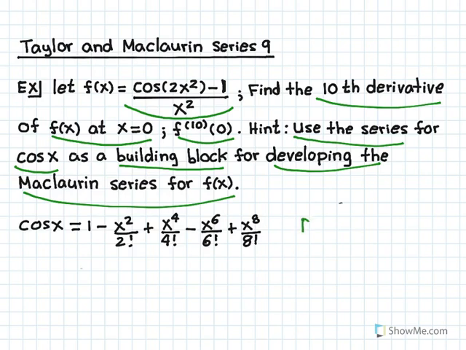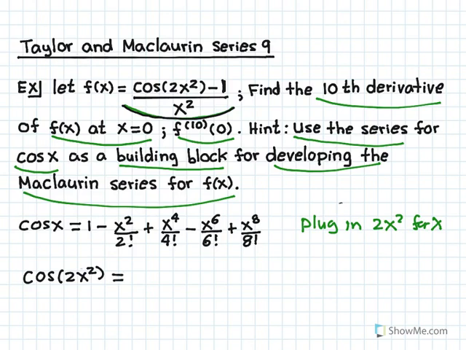Now let's plug in 2x squared for x. So now we can get the Maclaurin series of cosine of 2x squared. Our goal, of course, is to develop the Maclaurin series for f of x, which is (cosine of 2x squared minus 1) divided by x squared.